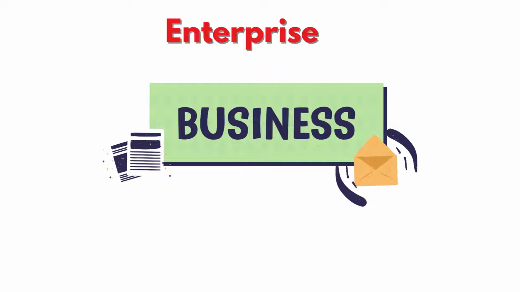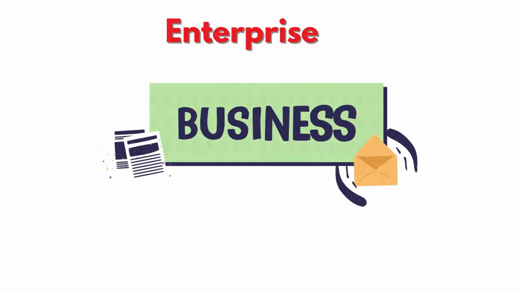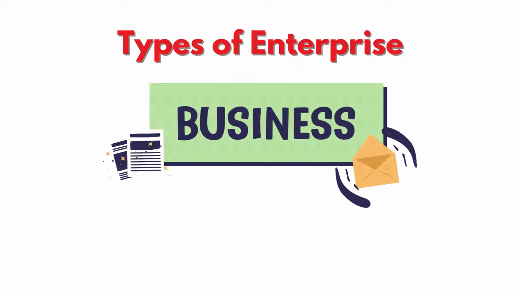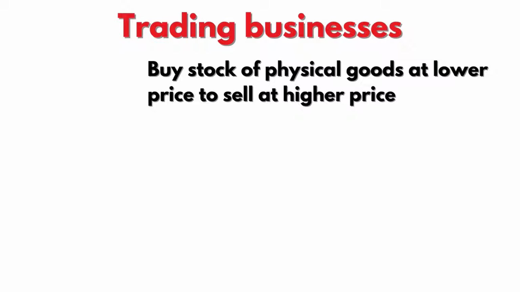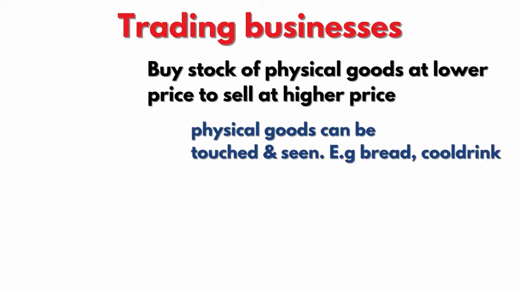Now that we know the resources needed to start an enterprise, let us look at some examples of enterprises. Also called the types of businesses such as trading businesses, service businesses, manufacturing businesses, agribusinesses, mining businesses, and fishing businesses. Trading businesses are enterprises that buy stock of already made physical goods at a lower price to sell them at a higher price. Physical goods means the good can be touched, seen, and felt by the buyer.